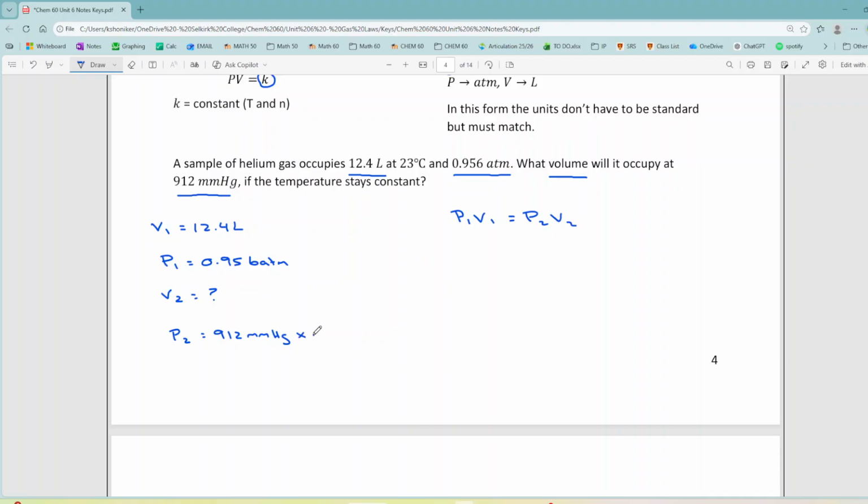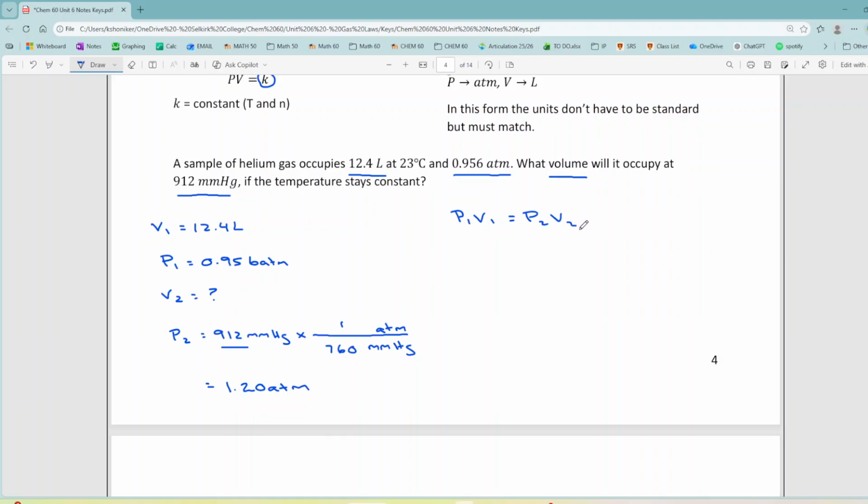So let's convert the millimeters of mercury to those standard units of atmosphere. So millimeters of mercury are going to go on the bottom, atmospheres are going to go on the top, and we know that 1 atmosphere is equal to 760 millimeters of mercury. So we're going to plug into our calculator 912 divided by 760, and we get to 3 sig figs, because this is an exact value, 1.20 atmospheres.